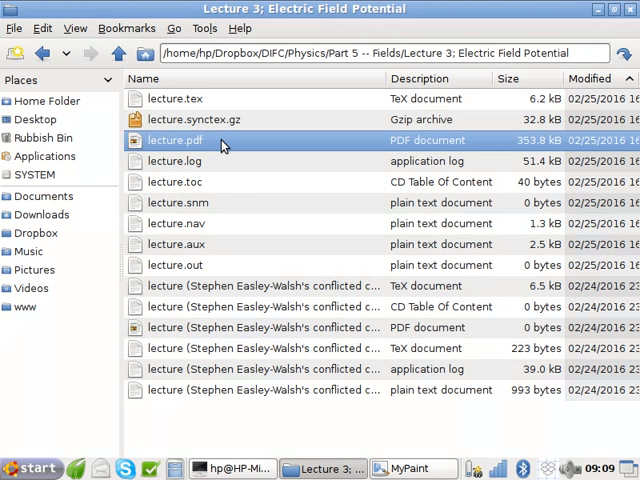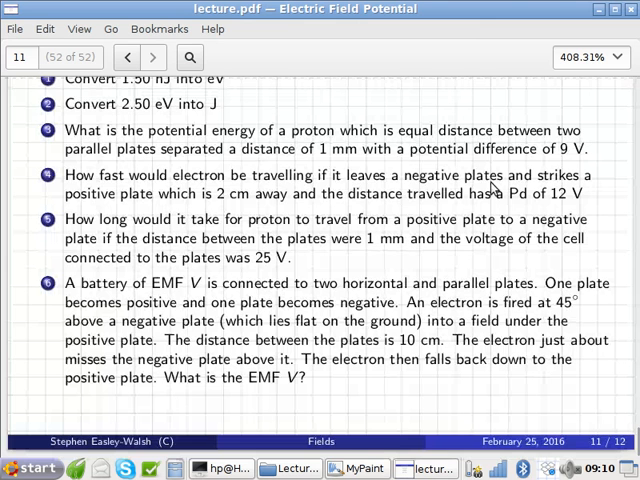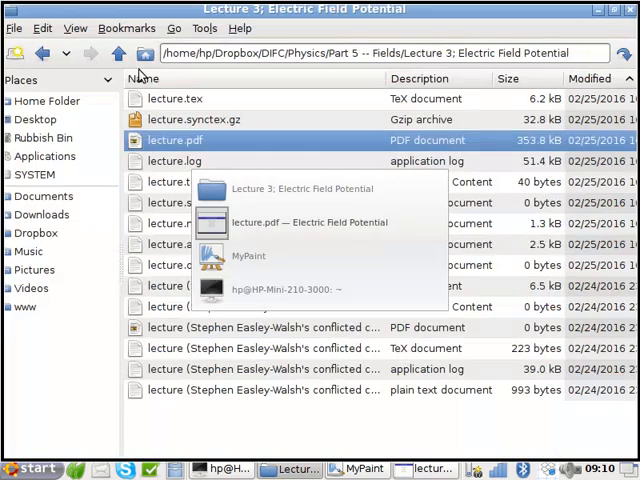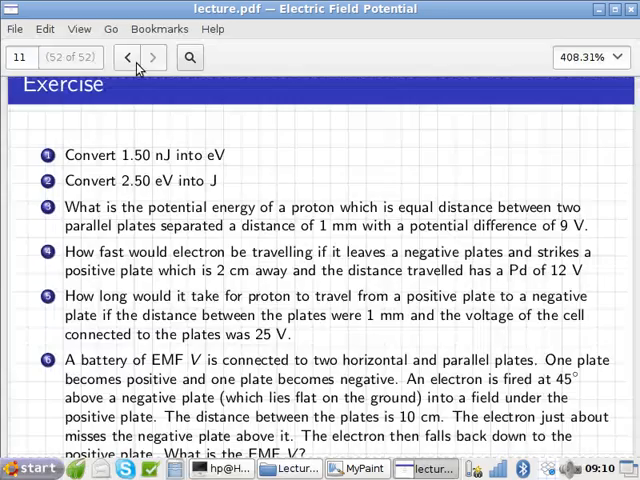So yes, the first one was convert into joules. 1.5 nanojoules into electron volts. Okay, that should be easy peasy. 1.5 nanojoules into electron volts. Nanojoules, that equals 1.5 times 10 to the minus 9 joules.